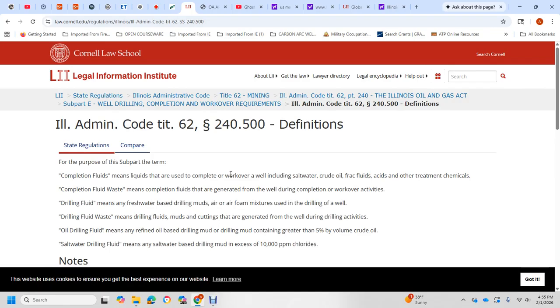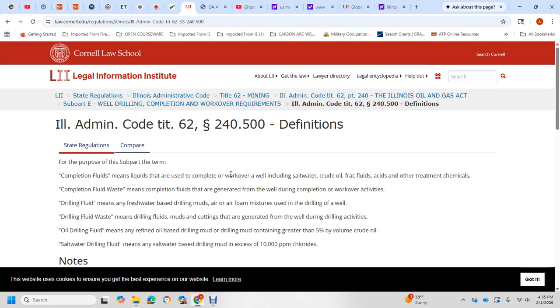acid, and other treatment chemicals. Completion fluid waste means completion fluids generated at the well during completion or workover activities. Drilling fluids mean fresh water drilling muds, air, foam mixtures, and drilling fluids used in the drilling of the well. Drilling fluid waste means drilling fluids, mud, and cuttings generated at the well during drilling activities.